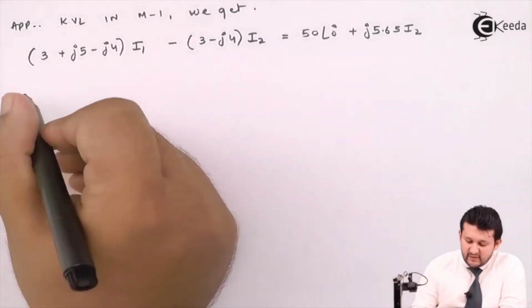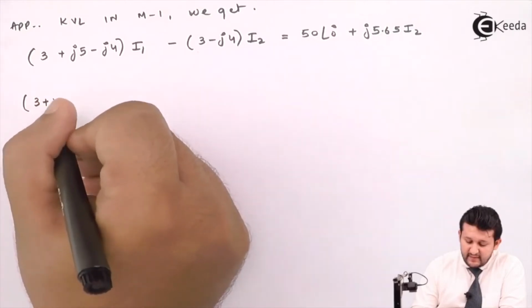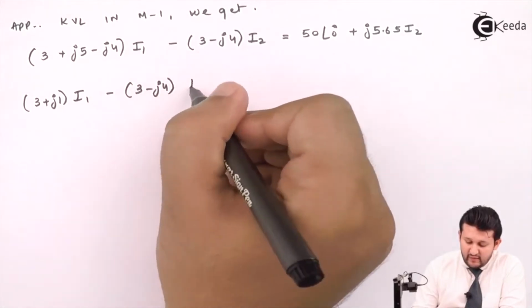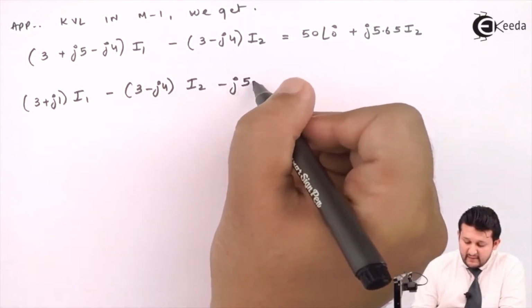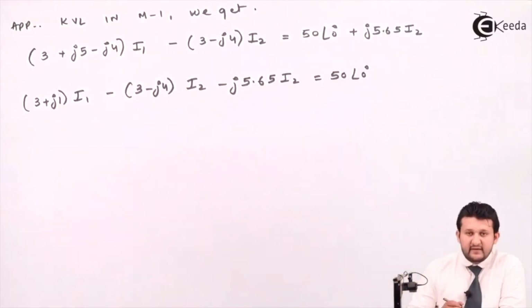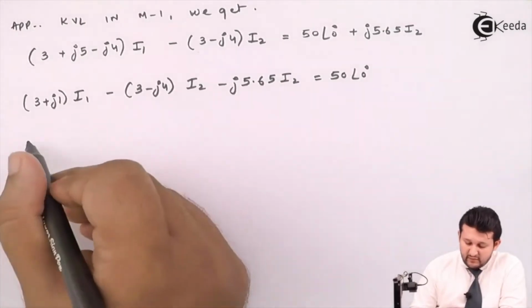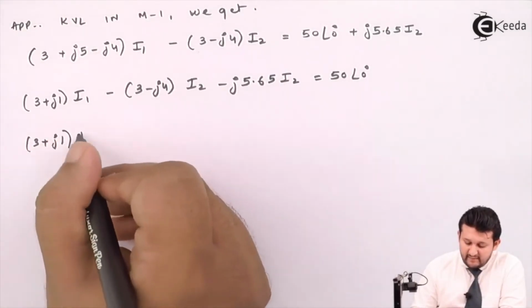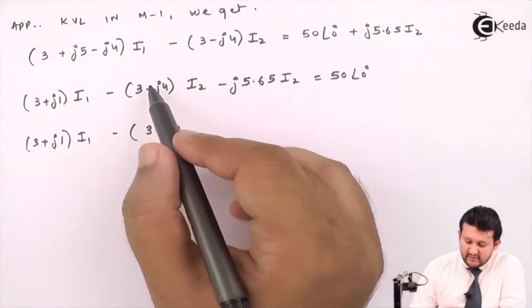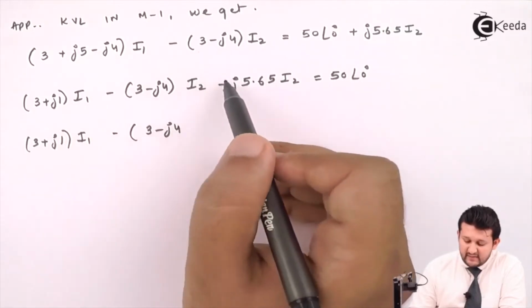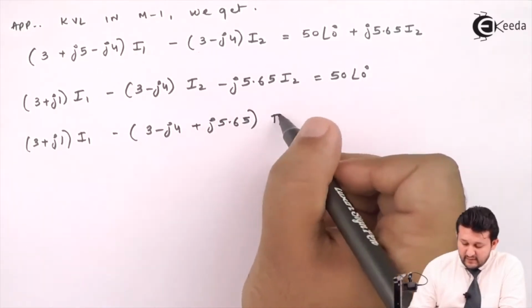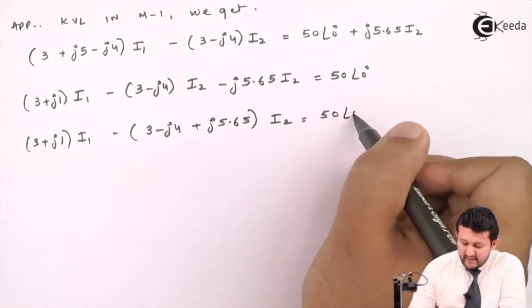So let's shift all the variables. The term which you will be getting is (3 plus j1) I1 minus (3 minus j4) I2, minus j5.65 I2, equal to 50 angle 0. So simplified, this is (3 plus j1) I1 minus (3 minus j4). Take this in terms of bracket. Since there is a minus sign outside, the sign will change. The sign is negative, so it will be positive. So your term will be I2. This will be 50 angle 0.